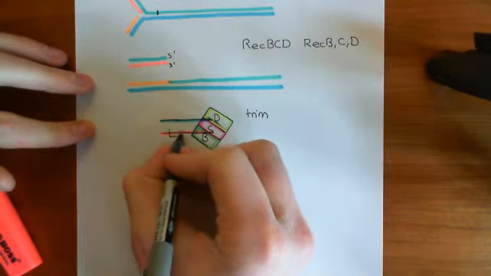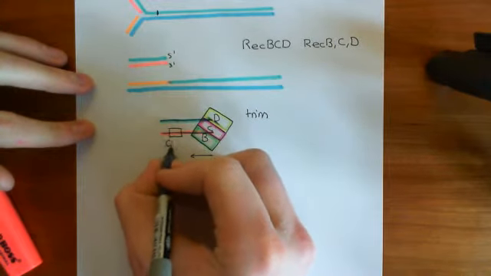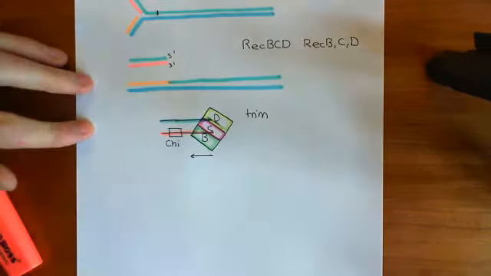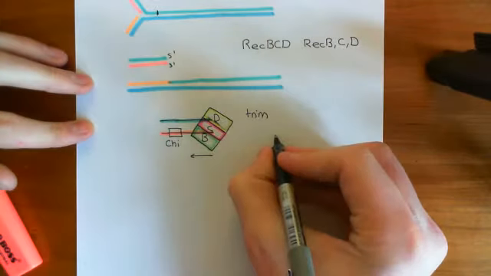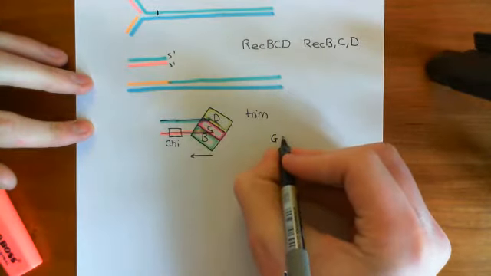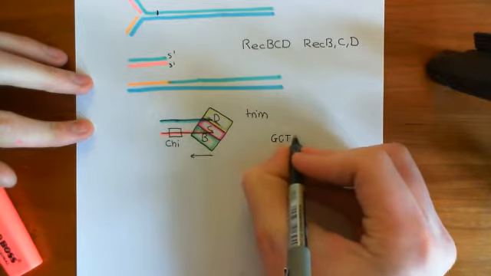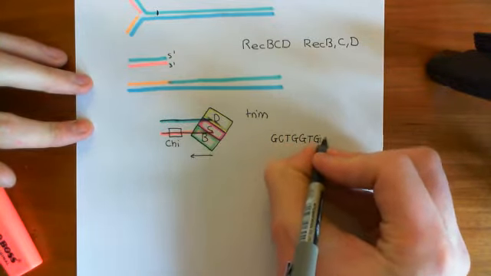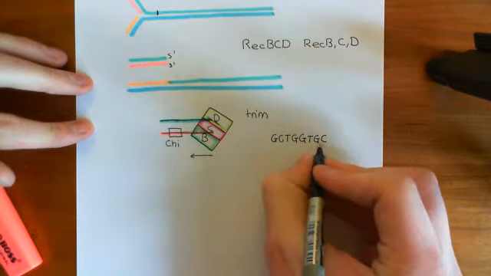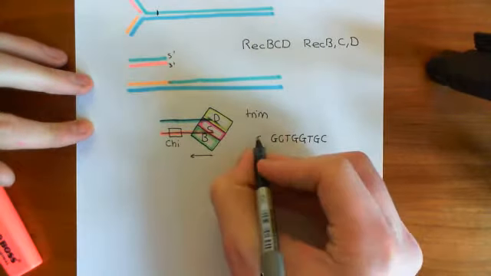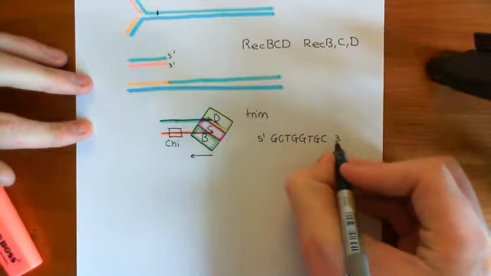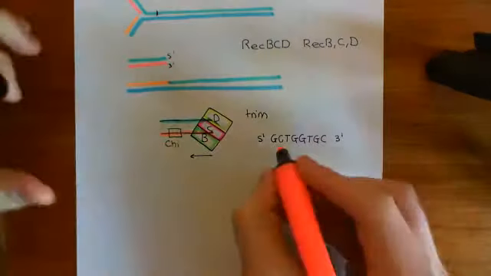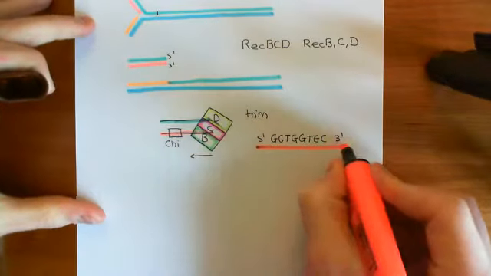until, remember what happens, it's going to reach that chi sequence here. At least in E. coli, it's going to reach this chi sequence, which I'll remind you is a G, C, T, G, G, T, G, C sequence of 8 organic bases, and this is the 5' end, and this is the 3' end. Okay, so this will occur on this red strand here.